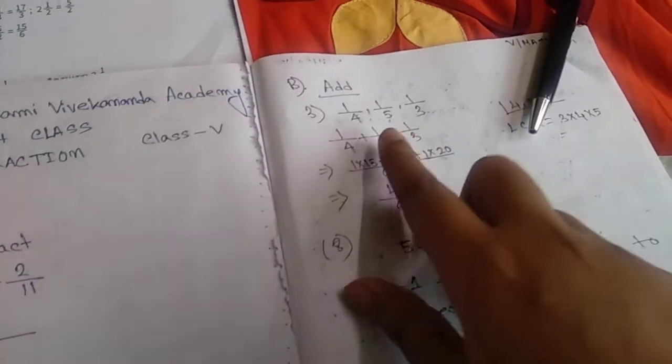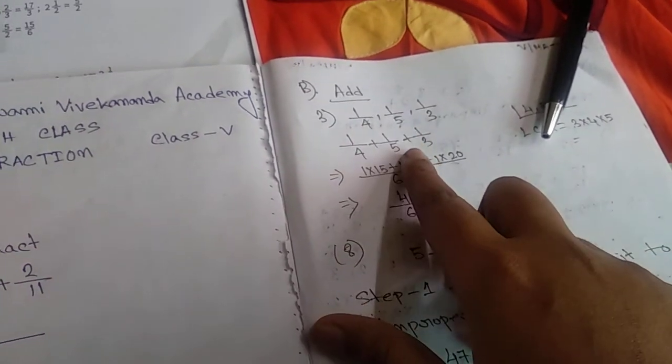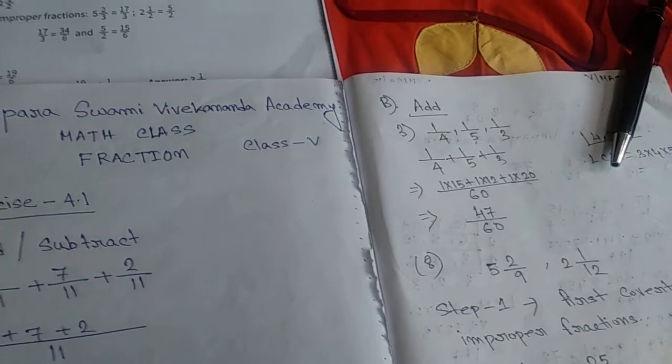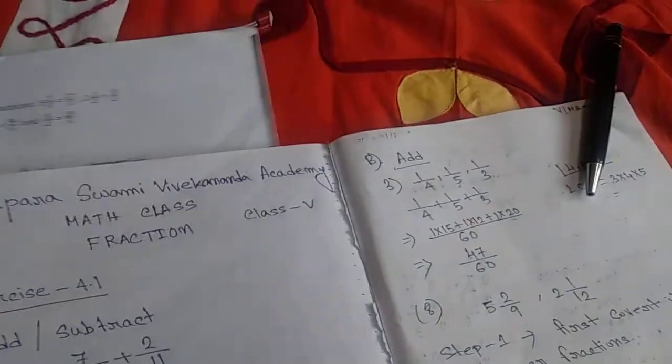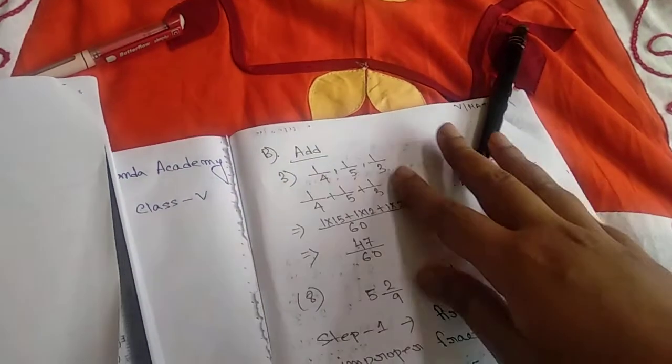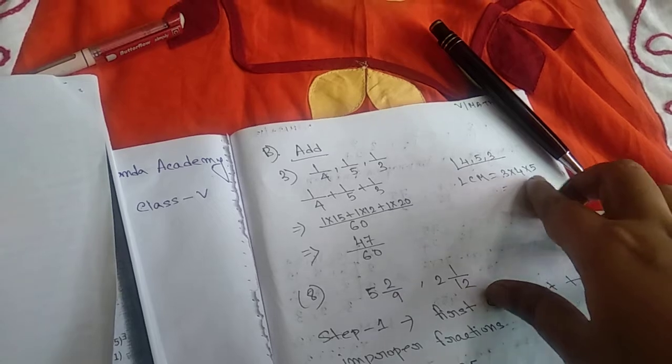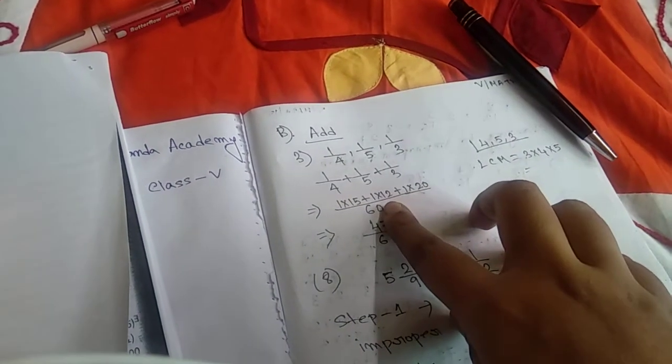Now come to exercise number 4.1b. Sum number 3. Here the fractions are 1 by 4, 1 by 5 and 1 by 3. As you can see, here all the denominators are not the same. So you have to find the LCM first. So the LCM of 3, 4 and 5 will be 3 into 4 into 5. So it will be 60.